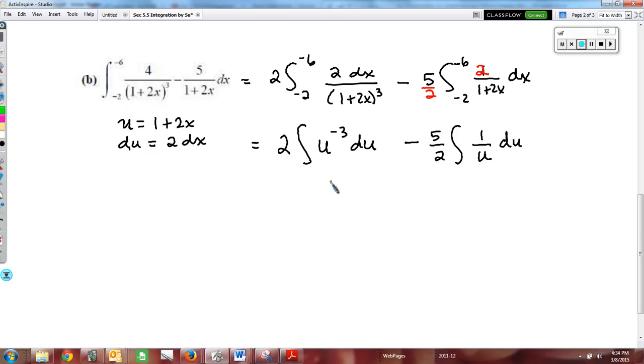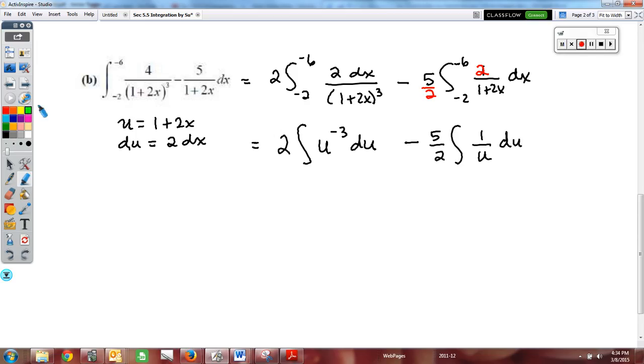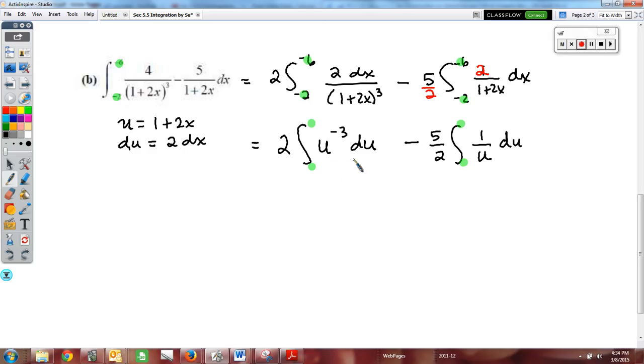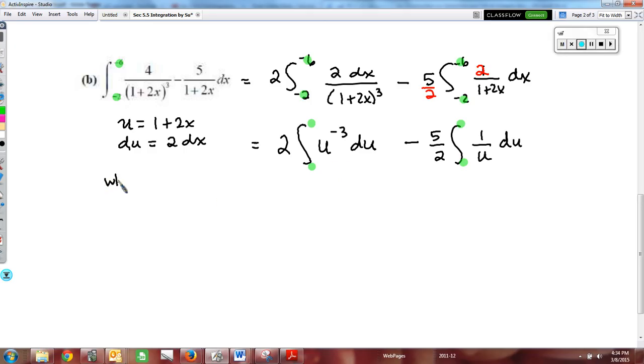Now I need to switch my bounds. What starts as a definite integral must be a definite integral in every step. So we're going to have to add these bounds in. And because I've switched to u, I'm going to have to find the bounds in terms of u. So when x equals negative 2, u is going to be negative 3. So I fill that in. And then when x is equal to negative 6, we get negative 12 plus 1, u is negative 11. So I fill that in.